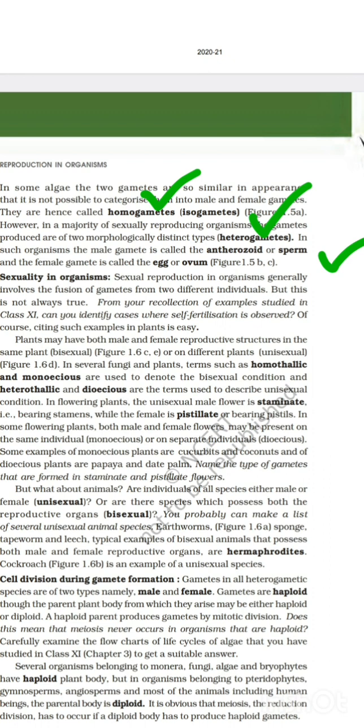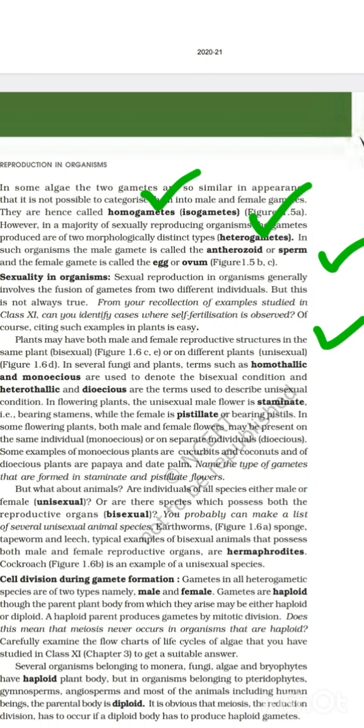Then, sexuality in organisms. Sexual reproduction in organisms generally involves the fusion of gametes from two different individuals. But this is not always true. Plants may have both male and female reproductive structures in the same plant, called bisexual, or the male sex organ and female sex organ are sometimes borne on different plants, called unisexual. In several fungi and plants, the terms homothallic and monoecious are used to denote the bisexual condition.